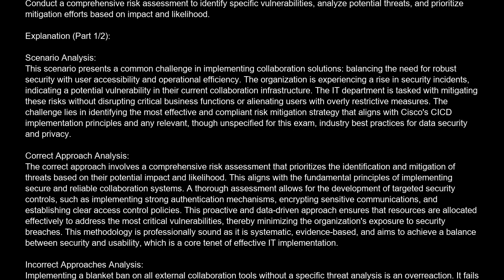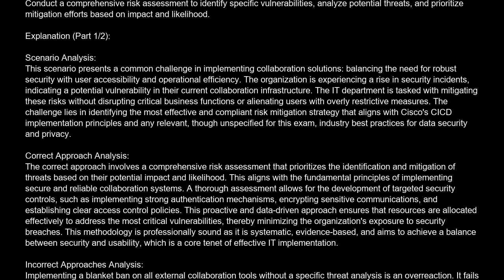Correct approach analysis. The correct approach involves a comprehensive risk assessment that prioritizes the identification and mitigation of threats based on their potential impact and likelihood. This aligns with the fundamental principles of implementing secure and reliable collaboration systems. A thorough assessment allows for the development of targeted security controls, such as implementing strong authentication mechanisms, encrypting sensitive communication, and establishing clear access control policies.